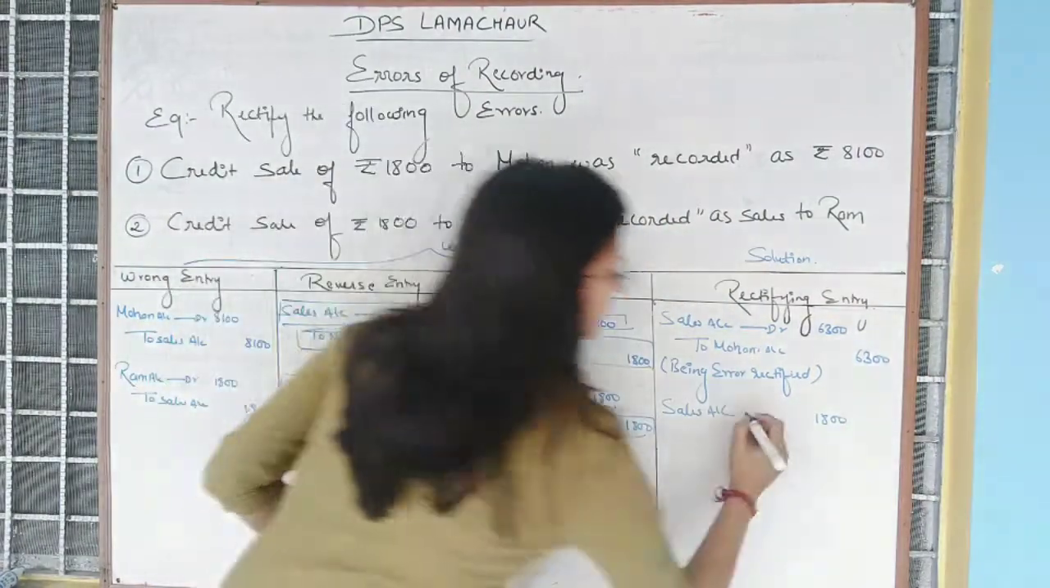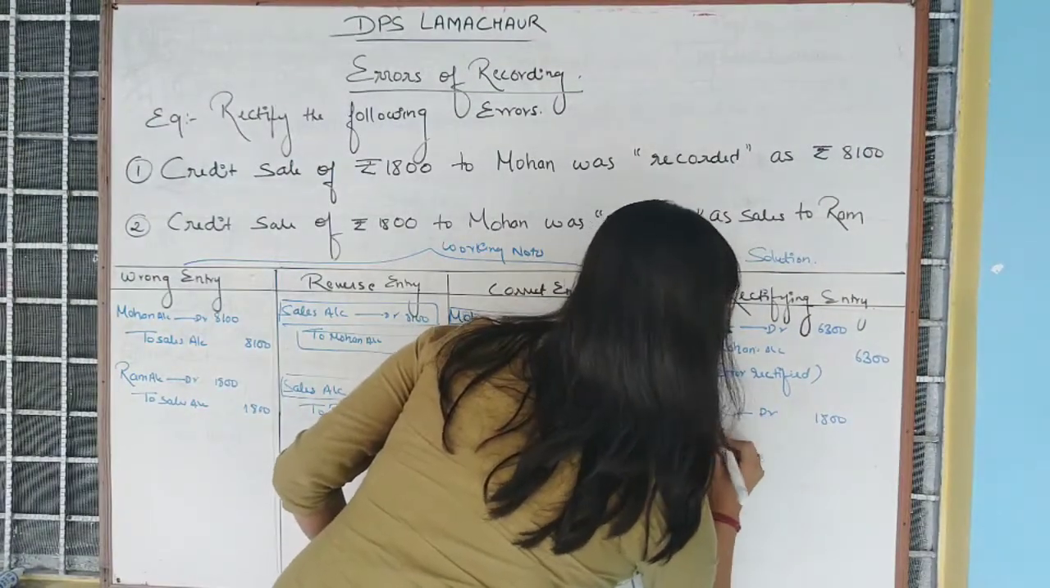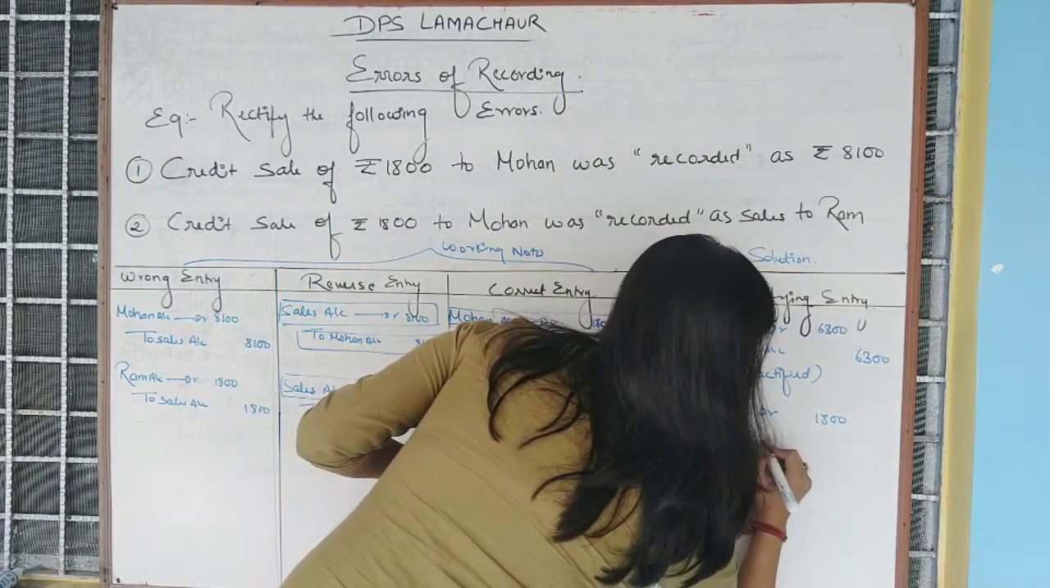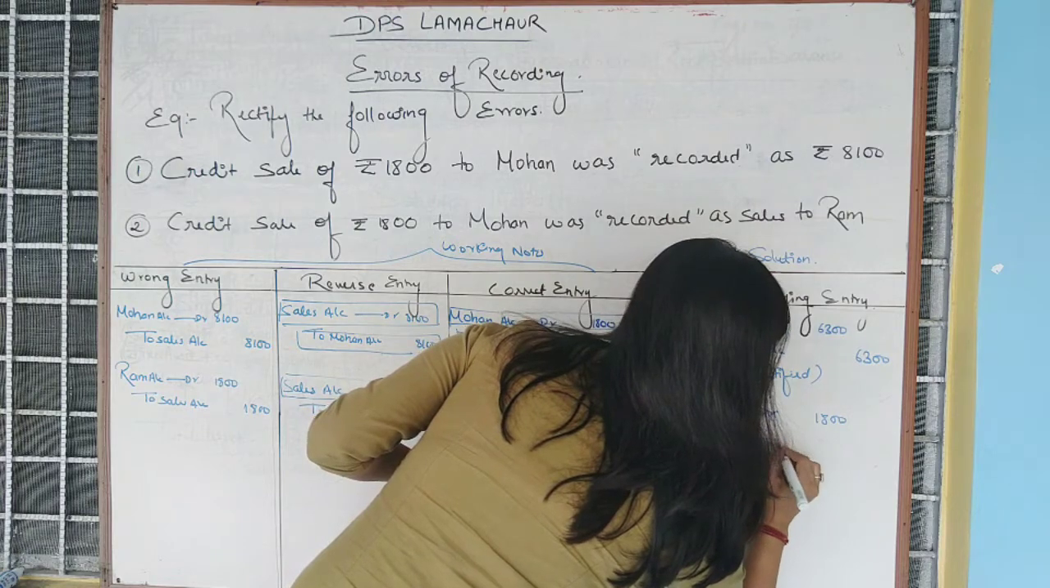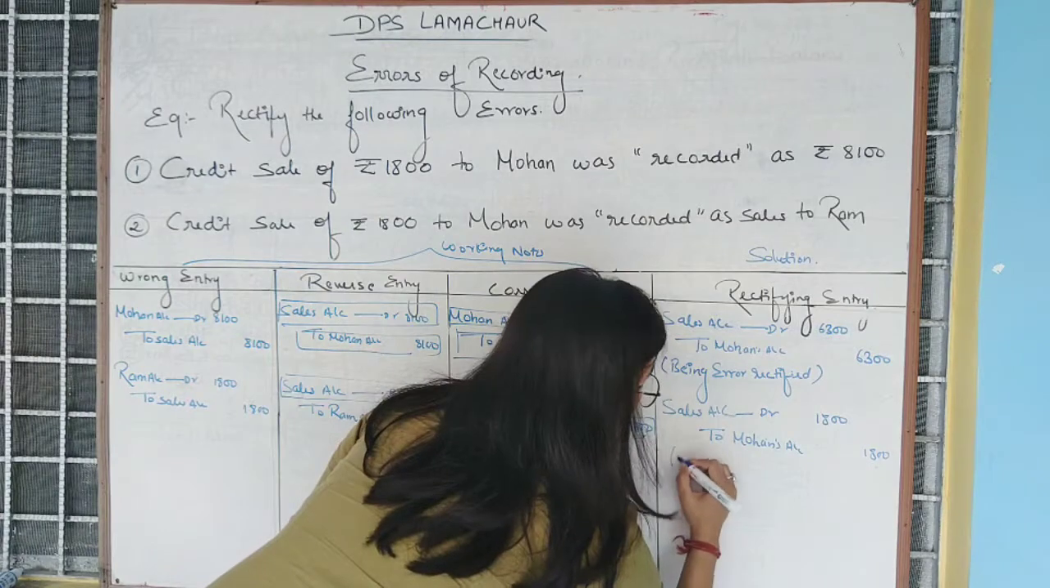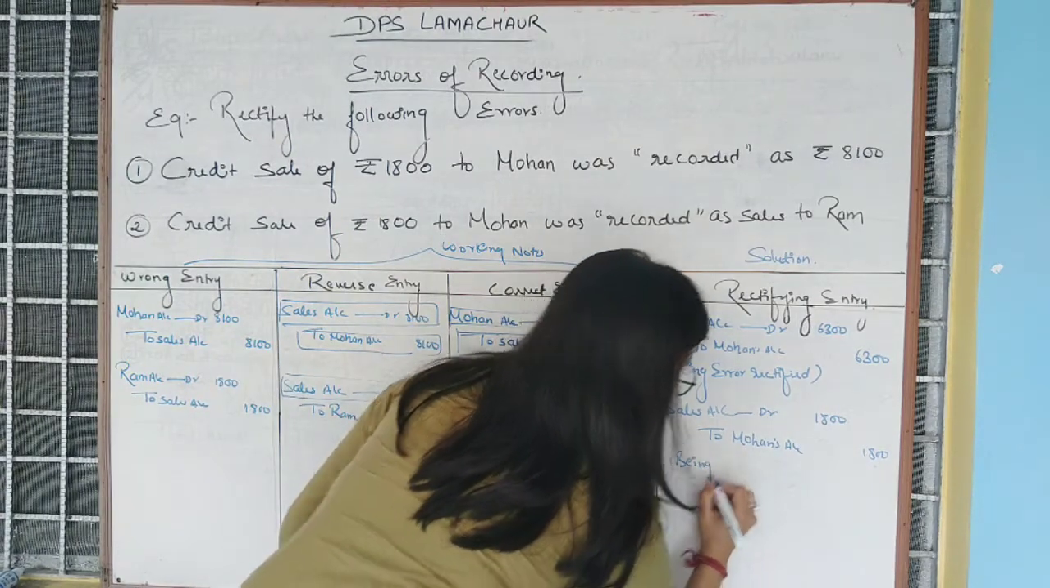on debit side. The correct entry was Mohan account. So we will credit Mohan's account with the amount 1800. Narration will be being error rectified.